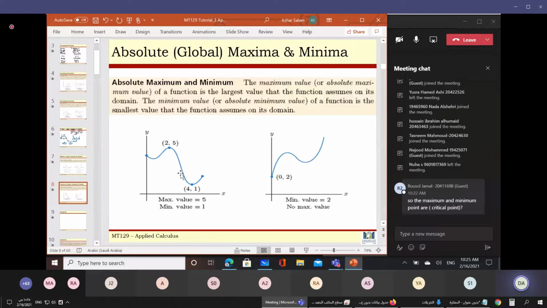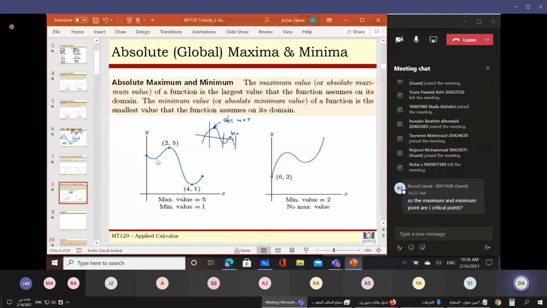Let's say for example that I have a function like this. This could be a maximum, and this also could be a maximum. Notice here that this is a maximum and this is a maximum. But this one, I call it the absolute maximum, and this one is a local maximum. It's only from here to here, in some small interval. But this is the absolute for all the function.